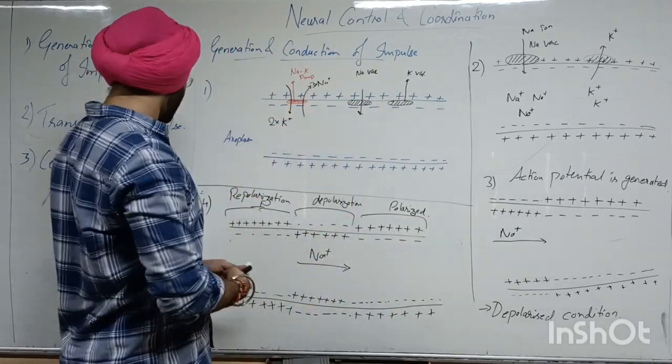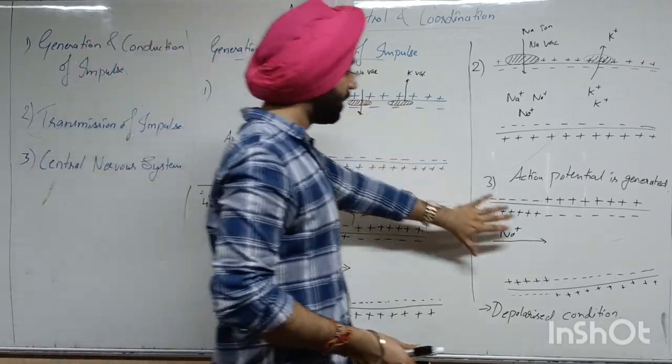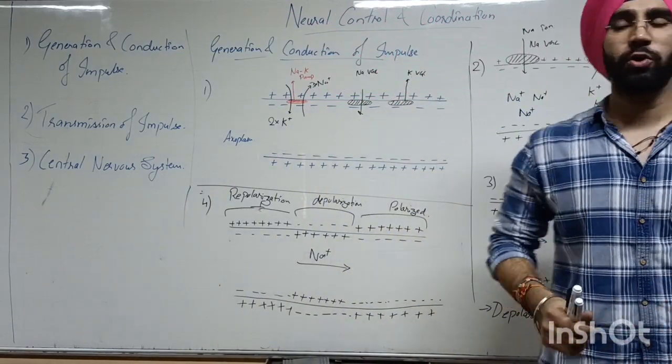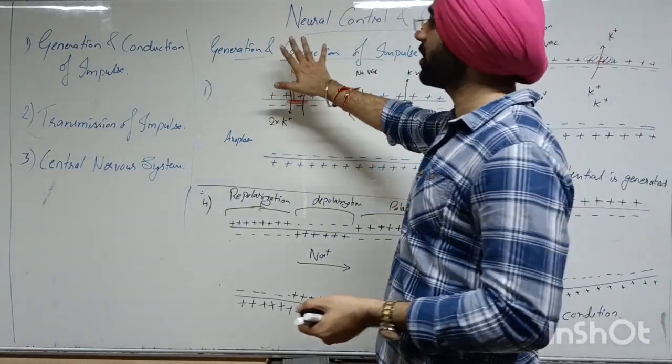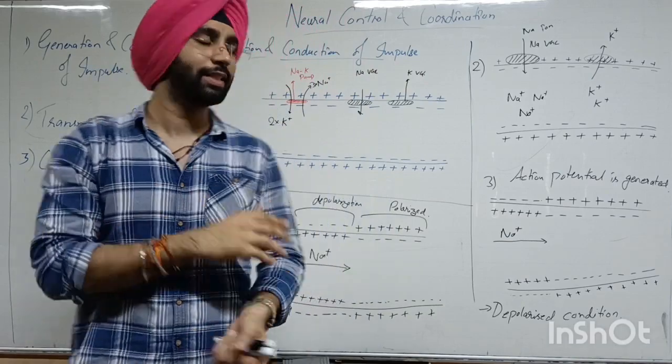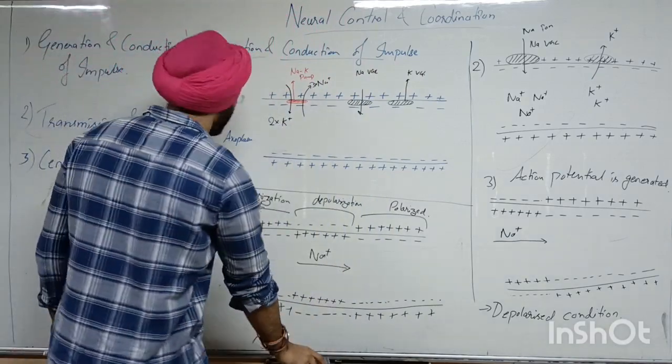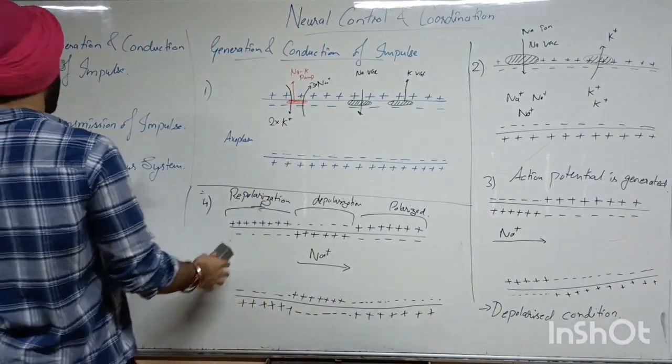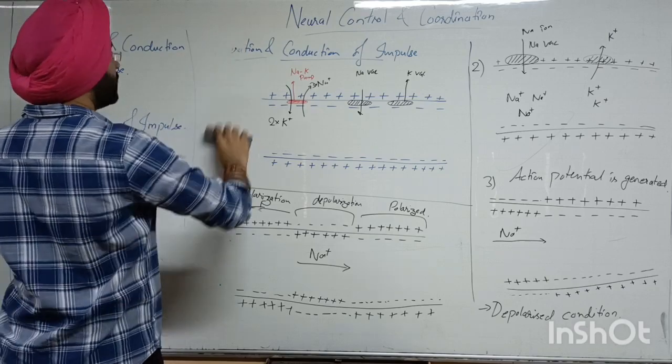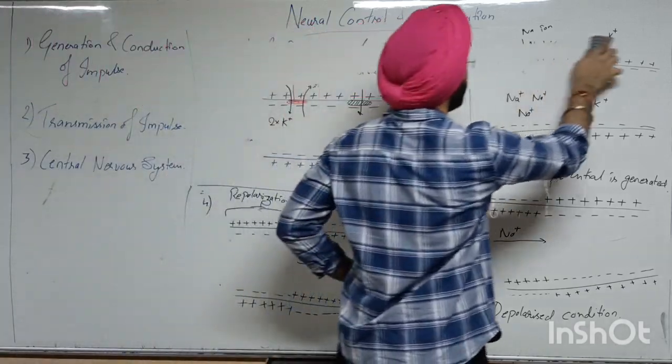So as you can see, this is the fourth part, and in the fourth part I have completed all of this. I hope you understand this topic. Generation and conduction of electrical impulses is like this. So let me come over to the next topic, that is transmission of impulse. That is also a very important topic you need to understand.